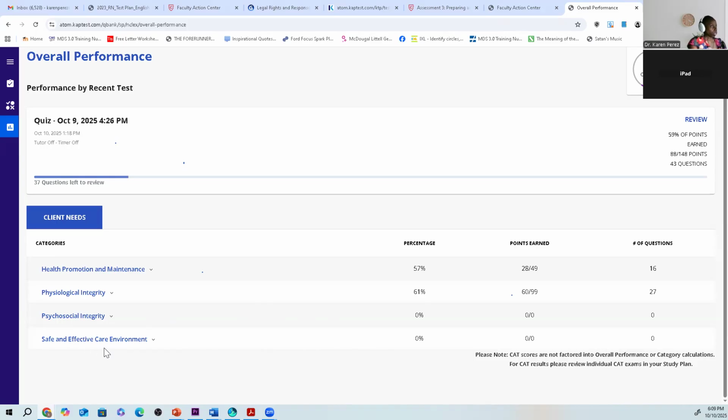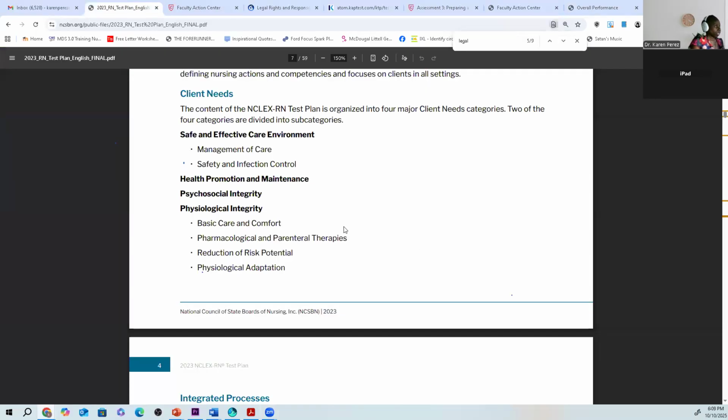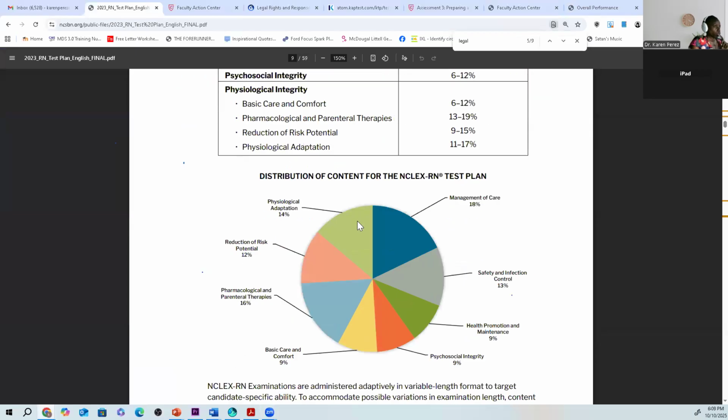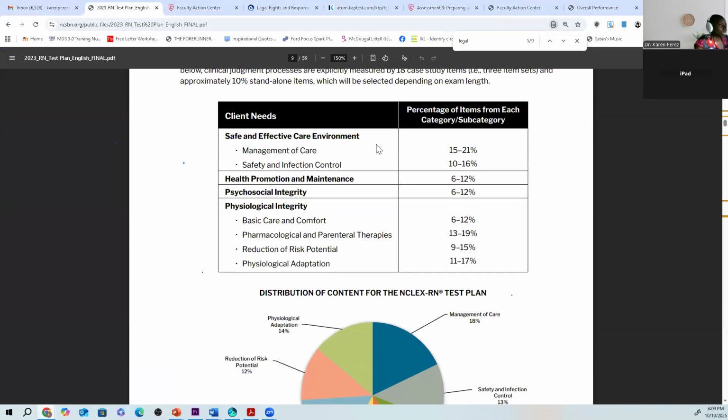We want to start with this, and as we talk about it, look at this. This is the same thing I'm showing in Kaplan. Safe and effective care environment is one of the largest sections on the NCLEX. Management of care has 15 to 21%. No other section is higher than management of care. It has the highest. And on Kaplan, safe and effective care environment covers management of care and safety and infection control.